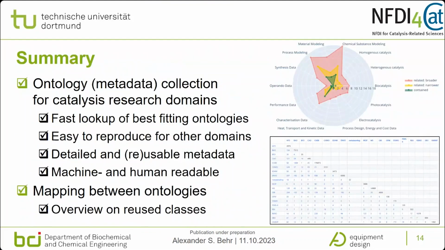To summarize briefly, I see I don't have much time left. We did an ontology metadata collection for our catalysis research domains and provided it as a GitHub repo for you to take a look through. The approach we used is agnostic to the domain of knowledge. The only thing you would have to change to apply it to your domain would be the classifications, for your subdomains, and then do the classification with regards to these subdomains.